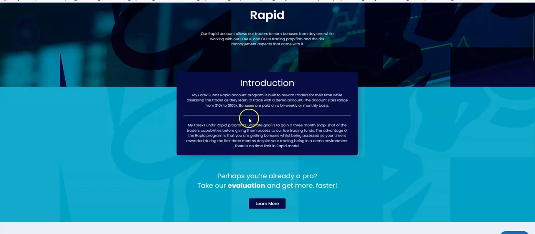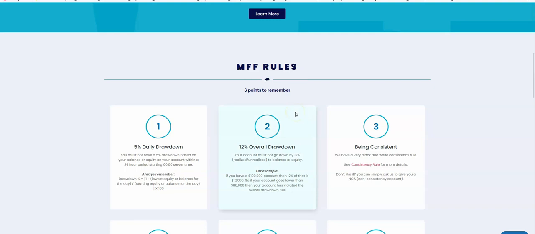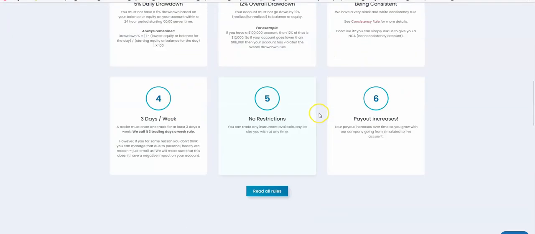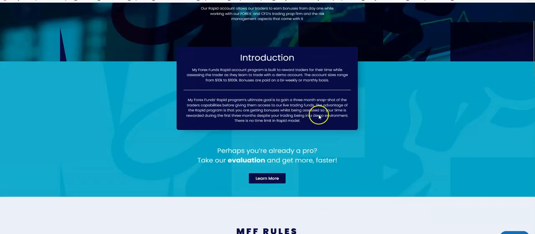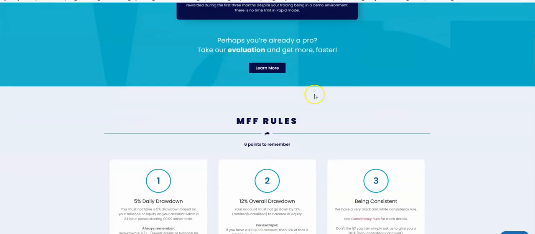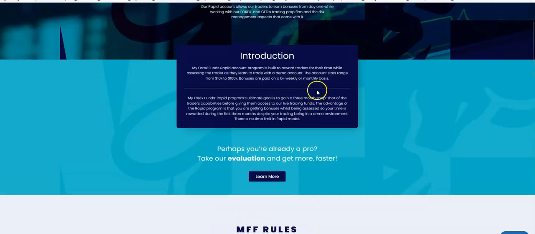So on the rapid account, they will fund the account. It's not like a funded account rather, but you don't have any phases. You don't need to go through a challenge. You don't take any challenge. Immediately you get the account, you start trading it. Are you getting it now? Right from the go, you start trading it.